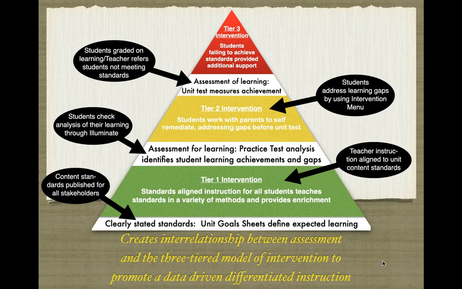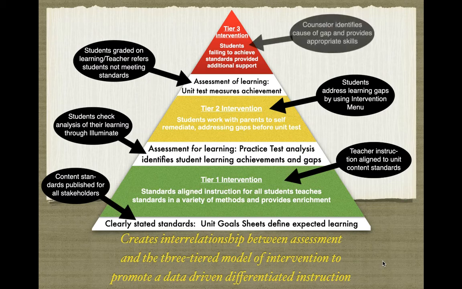For those students that still, after all of this process, have not been able to master their content goals, they need to move into Tier 3 intervention. The problem seems to be not actually acquiring content, but there seems to be some kind of roadblock for them that is stopping them from learning that content. And so we need to identify what that roadblock is and provide appropriate skills by which students can overcome that roadblock so that they can learn in the future.